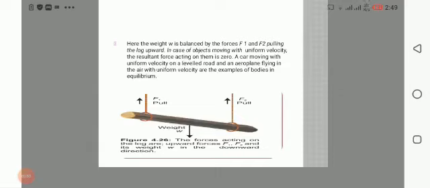This is the example. The two forces F1 and F2 are pulling the log in the upward direction, and the weight of this log is acting in the downward direction. These forces acting on the log are the upward forces F1 and F2 and the weight W in the downward direction. So this is in equilibrium state.